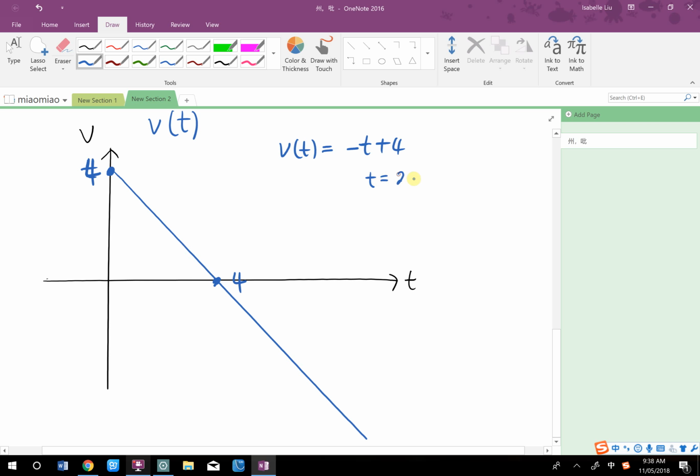Now I want to talk about t equals 2 to t equals 6. What happens in between those periods? t equals 2 to t equals 6.